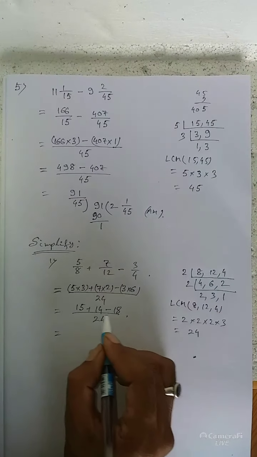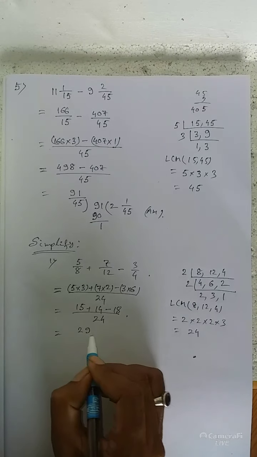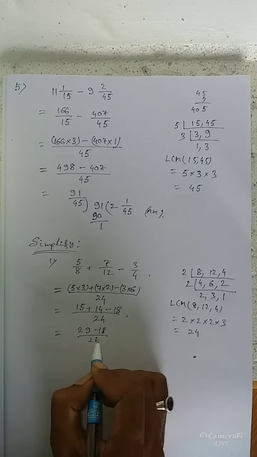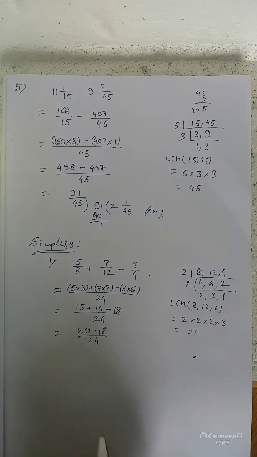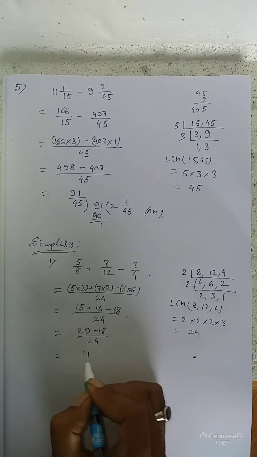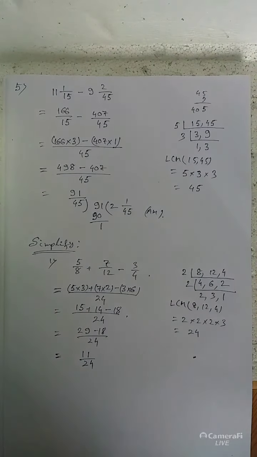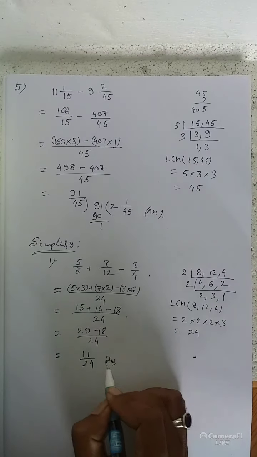Now first we will add and then subtract. 15 plus 14, that is 29, minus 18 by 24. Subtracting we get 11 by 24. Nothing is possible here, so this completes the answer.